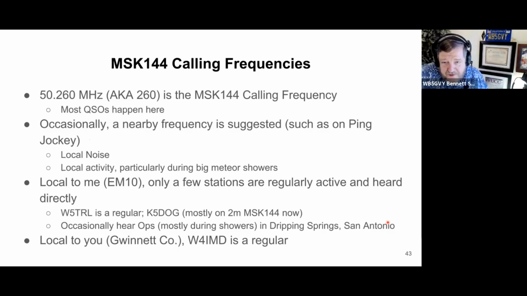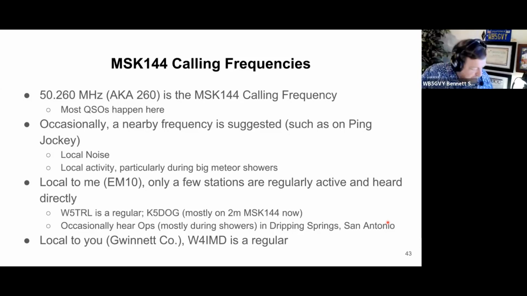50.260 megahertz, or just 260 for short, is the calling frequency, and that's where most QSOs happen. Occasionally, a nearby frequency will be suggested. This arises when, for some reason, there's local QRM. It also arises during meteor showers when there's more people that have crawled out of the woodwork. And so one way to allow more people to operate is to move off 260. Where I live in grid EM10, there's really only a few stations that are regularly active. So this is not too much of an issue, doesn't happen too often.